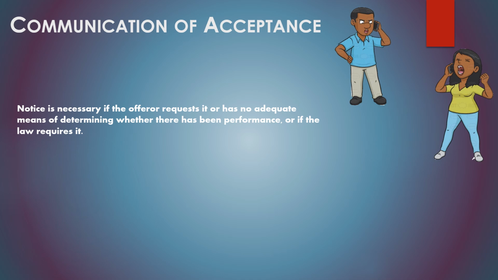Notice is necessary if the offer requests notice or has no adequate means of determining whether or not there's been performance or if it's required by the law. All right, there's some situations where even with a unilateral contract, the offeror may not know. For example, I offer to pay you $500 to deliver my car from New York to California. I'm still in New York. How do I know the car got to California? You call me up on the phone and you tell me it's there.